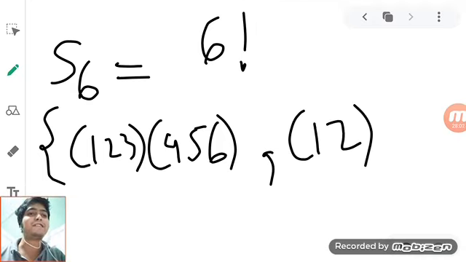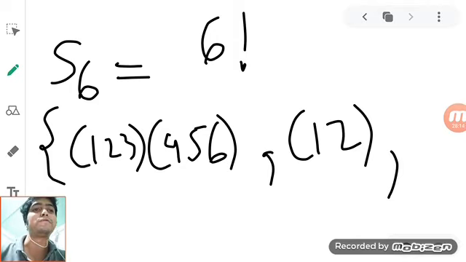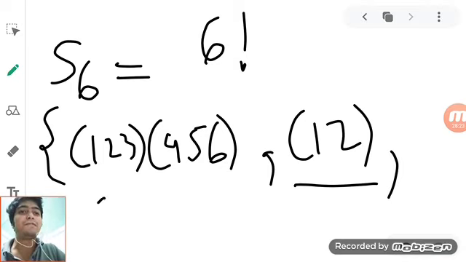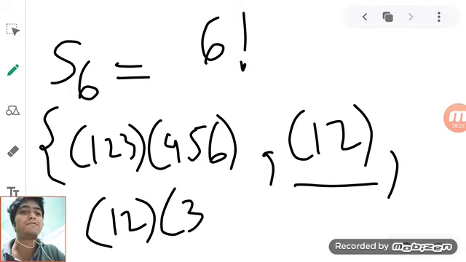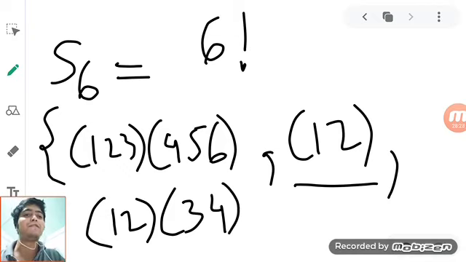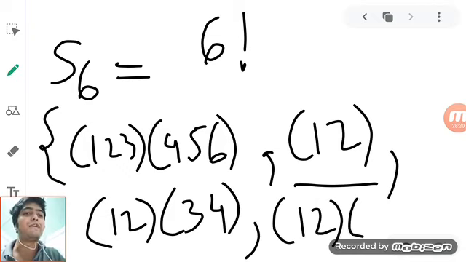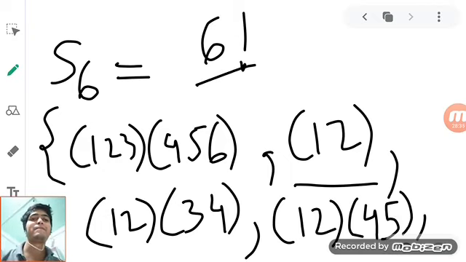Even this one is an element in S6, even though 6 symbols are not present. 1 goes to 2, 2 goes to 1, but again I repeat, 3 goes to 3, 4 goes to 4, 5 goes to 5, and 6 goes to 6. So even though not 6 symbols are present over here, they are hidden. Similarly, you can have something like this, many different ways, even (1 2 4 5) and so on. So many elements, up to 6 factorial.